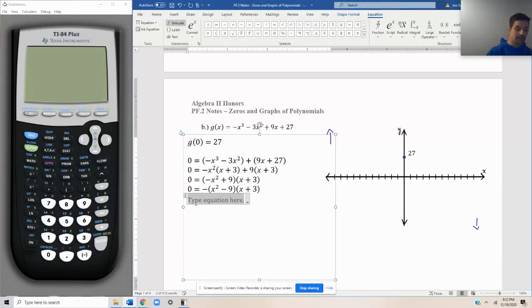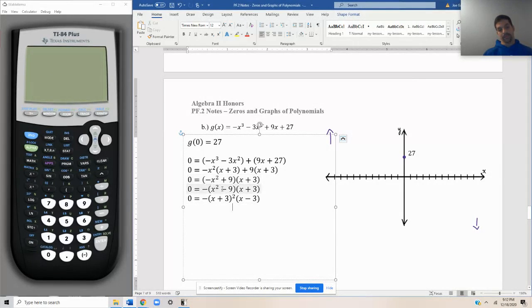In doing so, I may notice that I have a difference of 2 squares. So with that x squared minus 9, I can factor it into x plus 3 and x minus 3. If I factor this into x plus 3, and I already have another x plus 3, I can write this as x plus 3 squared and x minus 3.